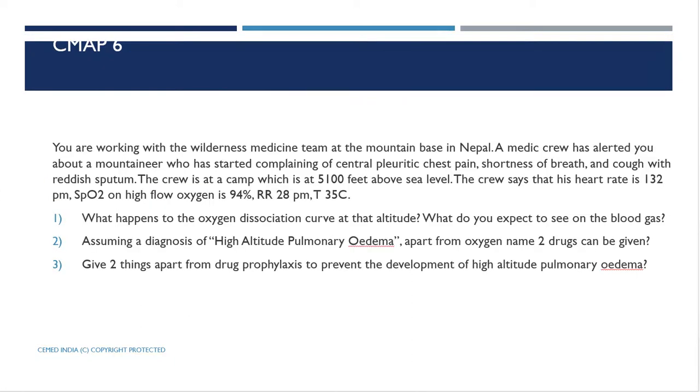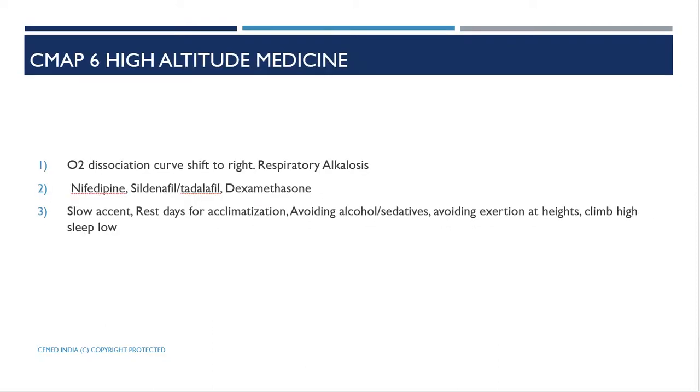How can you prevent the development of high altitude pulmonary edema? You can do it by doing a gradual ascent. You can do slow ascent and have rest days for acclimatization. So how they do it is they climb high and then come back a few meters or few feet and sleep low. So climb high, sleep low is the term which they use. So they come back and camp down a bit lower than where they went ahead.